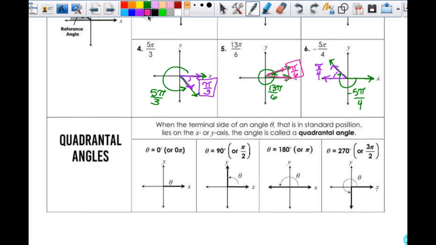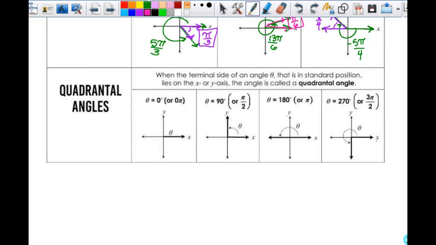So it says, quadrantal is just another form of the word quadrant, right? It says the terminal side of an angle that is in standard position lies on the x or y axis. The angle is called quadrantal. So if I asked you about one of these, what quadrant is it and what is the reference angle, then you don't really have one, right? So you answer all of these with the word quadrantal, and then you have to clarify a little bit.